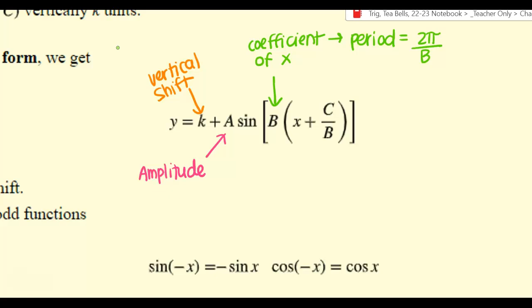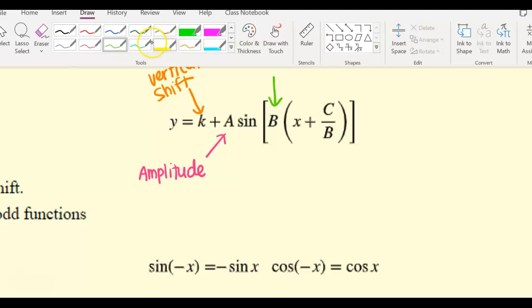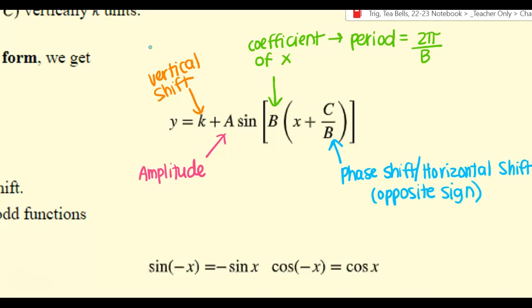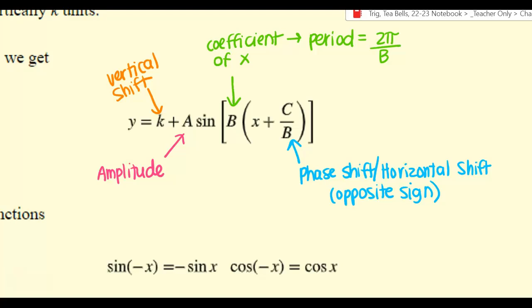If you know the period, you can also use that to find b if you're trying to write the equation. The period equals 2 pi over b, whichever one you have. And then last but not least, if there is a constant being added to x inside of the parentheses, this is called a phase shift. If you want to call it a horizontal shift, that's fine too. It's telling you how to move left or right, and remember we're doing the opposite sign here. If it's positive, you move to the left. If it's negative, you move to the right. For vertical shift, you do exactly what it says.